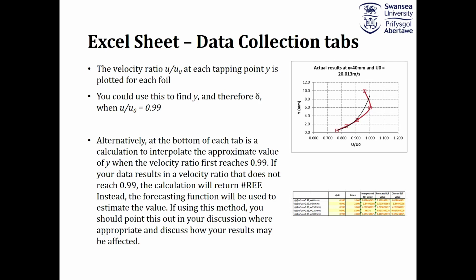It's using some kind of interpolation. It's interpolating off the graph between those 2 data points, the one beyond 0.99 and the one in front of 0.99, to work out approximately where that 0.99 crossing point is. Sometimes, if your velocity profile doesn't actually reach 0.99, it will return an error, and so there's a separate forecasting function that works out what it should be if that same function were to carry on.